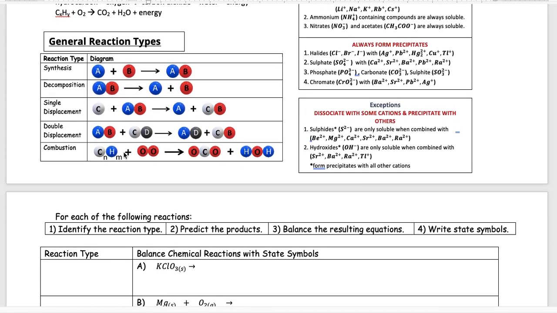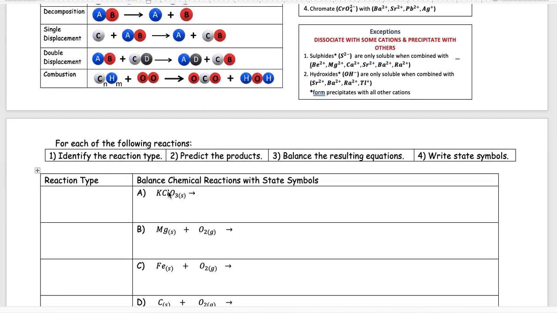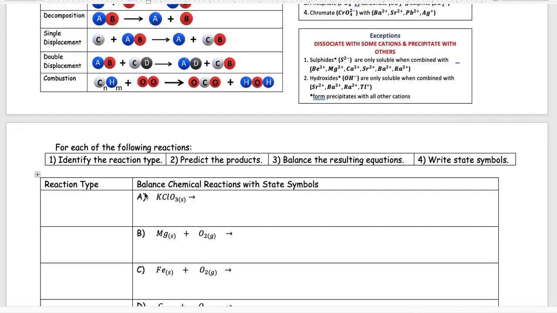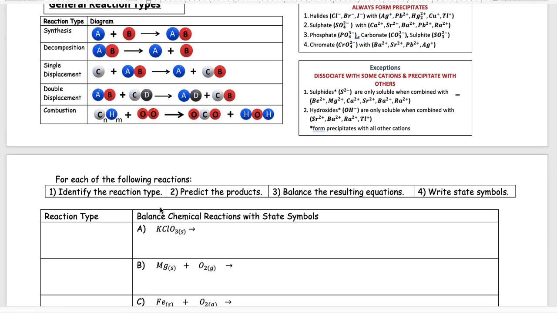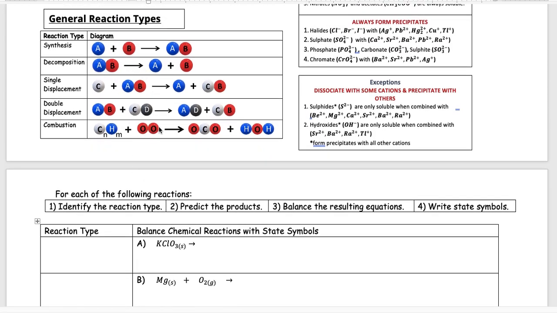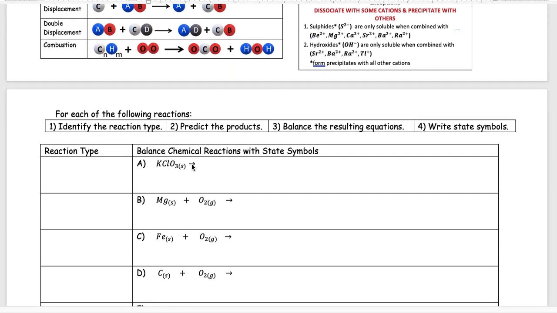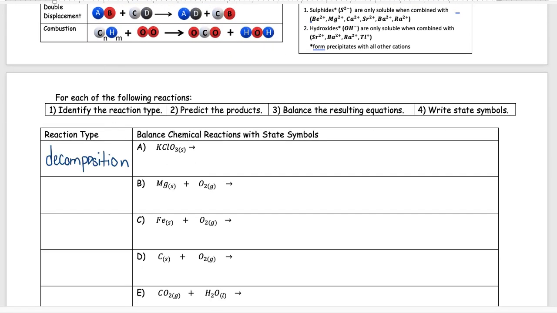Okay, so looking at this one here, what do we have for the reactant? Okay, we just have this one item here. So if you're looking here, what do we have that's one item? Okay, and you can see, oh yeah, that's the decomposition. So you want to write that in. Again, we're just going to find the reaction types and then we'll predict the products after.